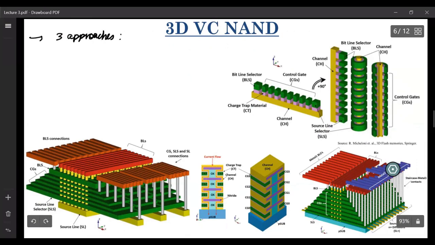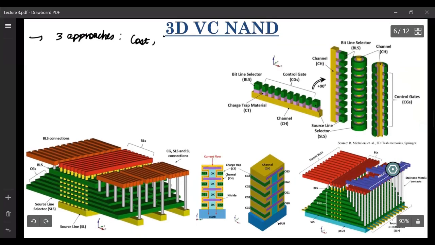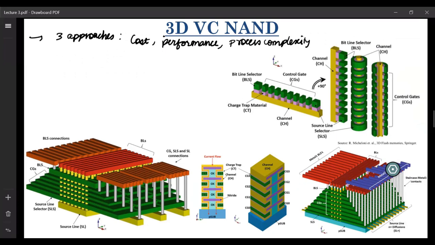And these approaches dictate three things. What are those things? They dictate the cost, they dictate the electrical performance, and they also dictate the process complexity, right? So how you arrange your cells dictates all these three, even your 3D integration. So what are the three approaches which people have generally utilized?